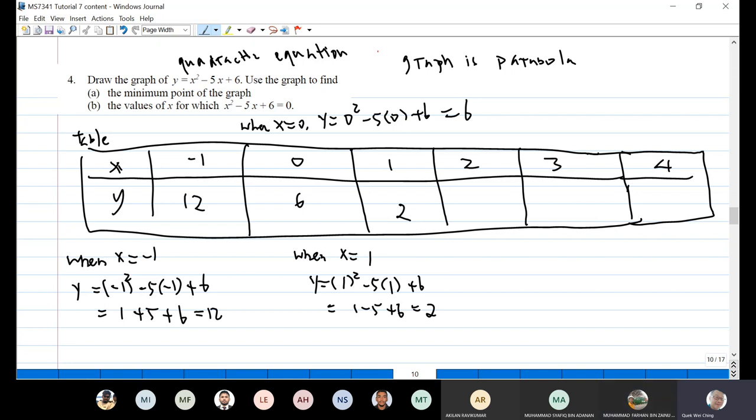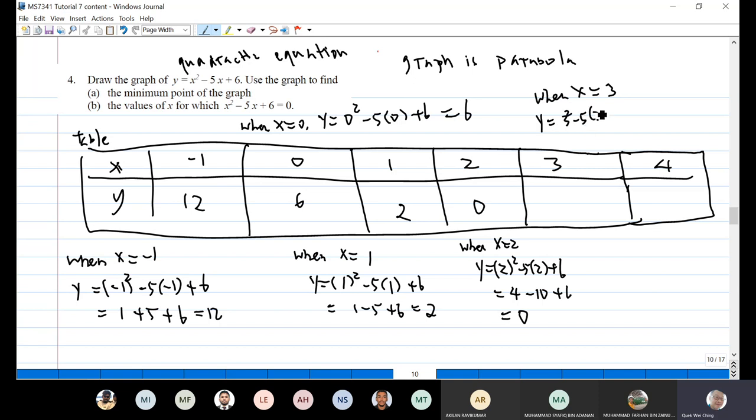Okay, what happens when x equal to 2 now? When x equal to 2, y equal to 2 squared minus 5 times 2 plus 6. It's 4 minus 10 plus 6, which becomes 0. And what happens when x equal to 3? When x equal to 3, y equal to 3 squared minus 5 times 3 plus 6, you get 9 minus 15 plus 6, that's 0 again.